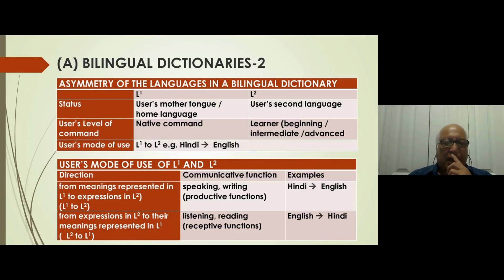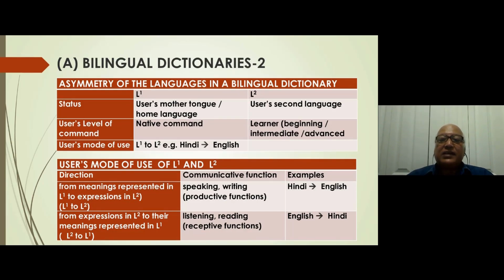Now, there is a kind of asymmetry in the languages in a bilingual dictionary. Typically, we think of bilingual dictionaries as having two languages, but the two languages are not at par. So I have tried to elaborate the point, which will be again relevant at the end when we take up the alignment between bilingual dictionaries and the NEP. There's an asymmetry in the languages in a bilingual dictionary in terms of status.